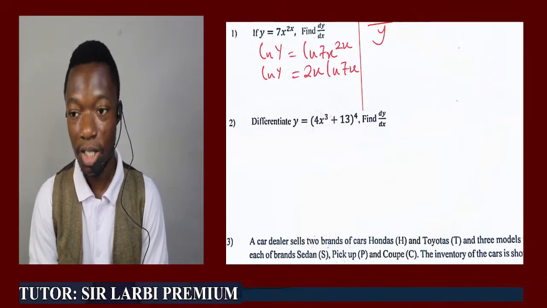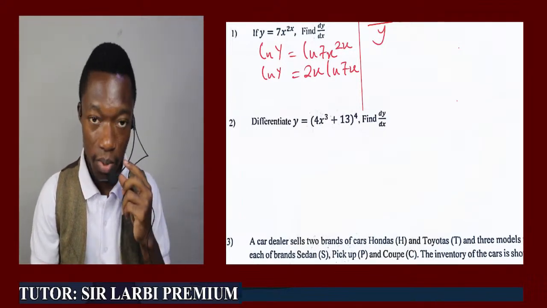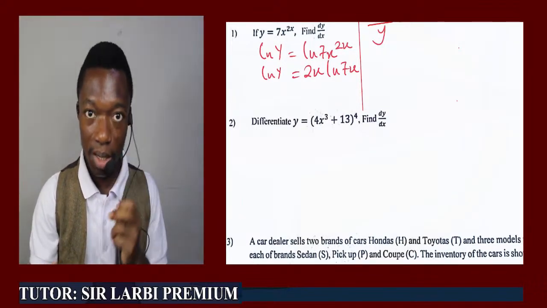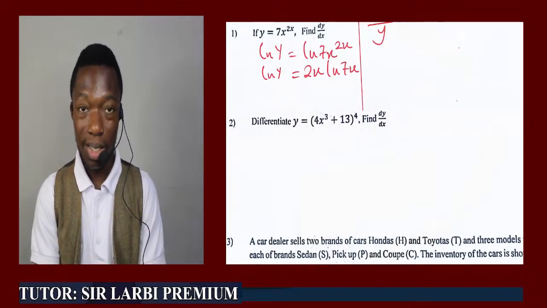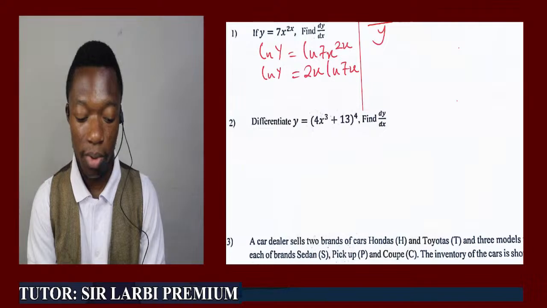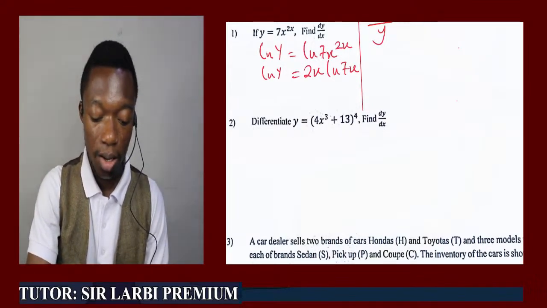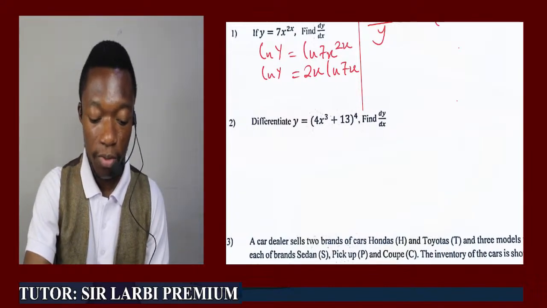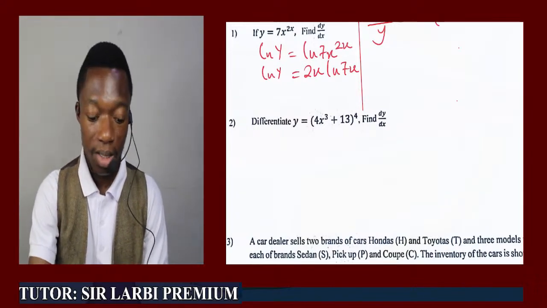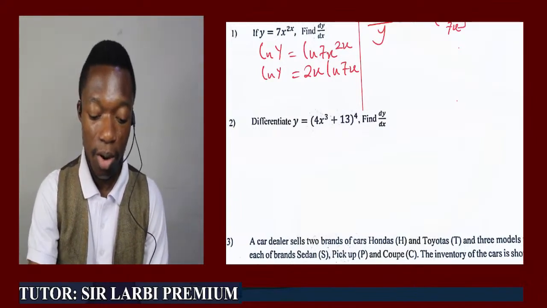So you just have to hold 2x and then differentiate log 7x. After that, we say plus, then we differentiate 2x and hold log 7x. So we hold 2x here and differentiate log 7. What you're going to get is the differential of 7x, which is 7, so we divide by the original function, 7x. That is the approach to differentiation of a logarithm function.